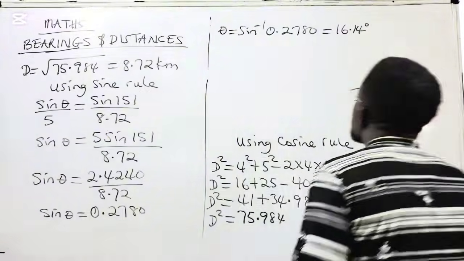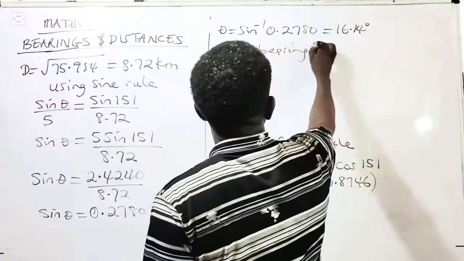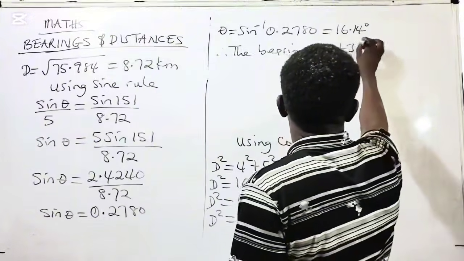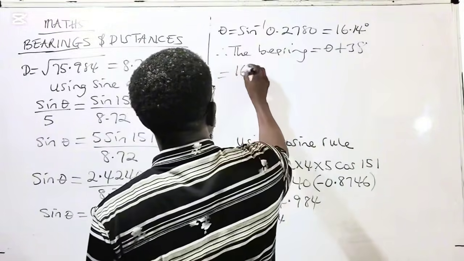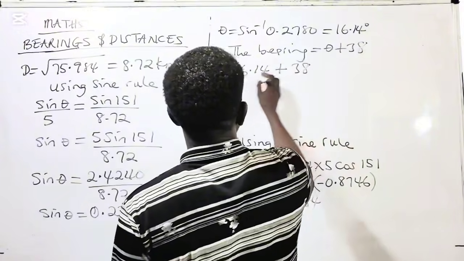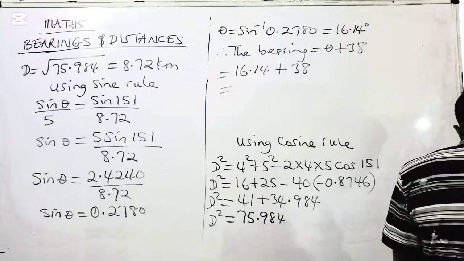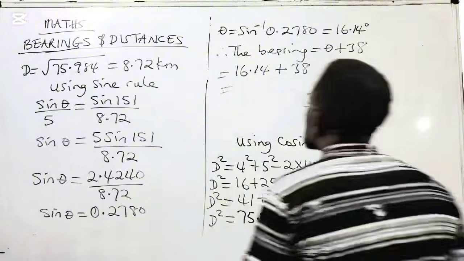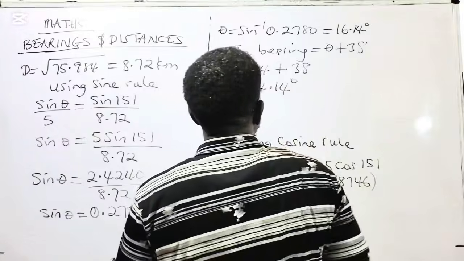Therefore, the bearing will be theta, that's 16.14, plus 38. So that's the bearing.